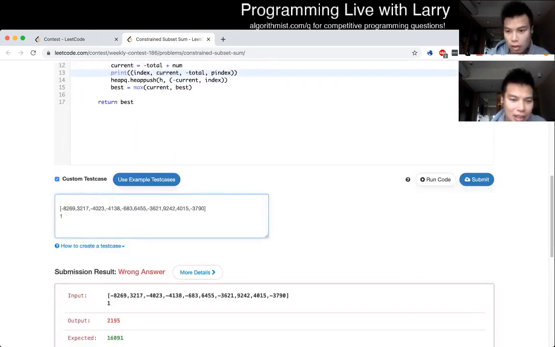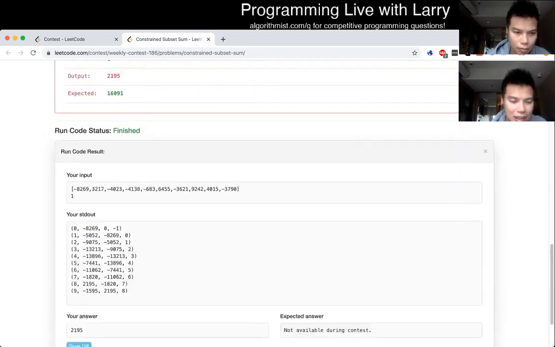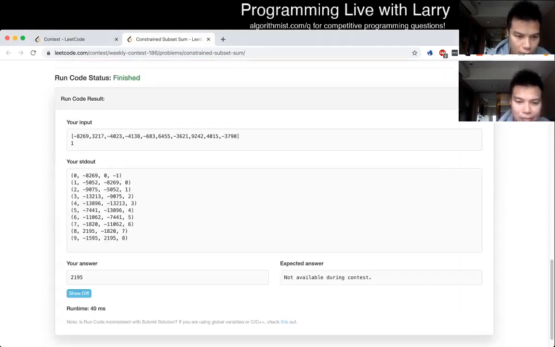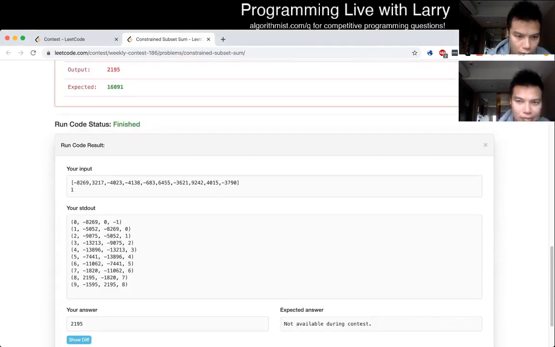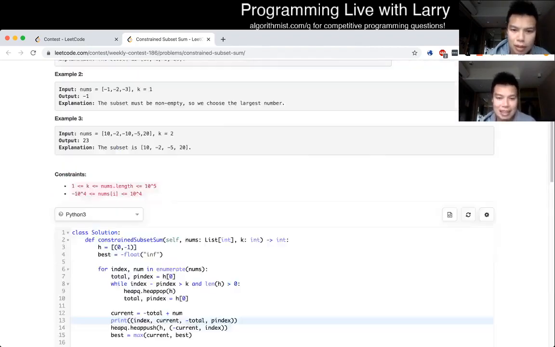I was like, huh, let me try to understand this. Let's run the code, let's bring back the debug. And I was like, oh, that's just a lot of negative numbers. How do you get 16,000? And eventually I do come to my senses and figured out that you can actually start from any index. And then I rewrote it.